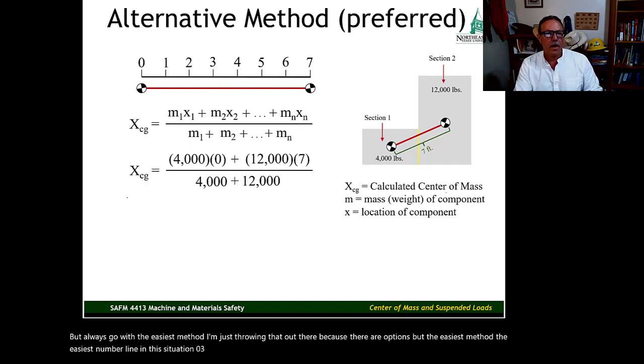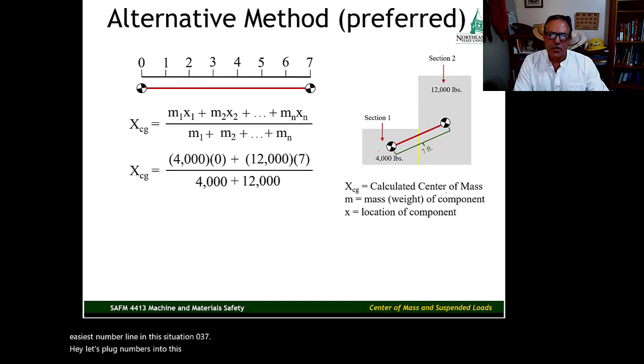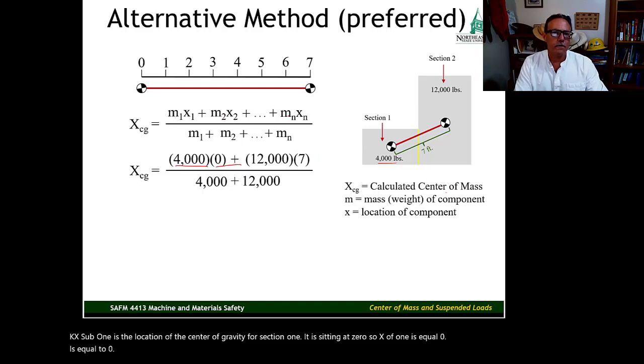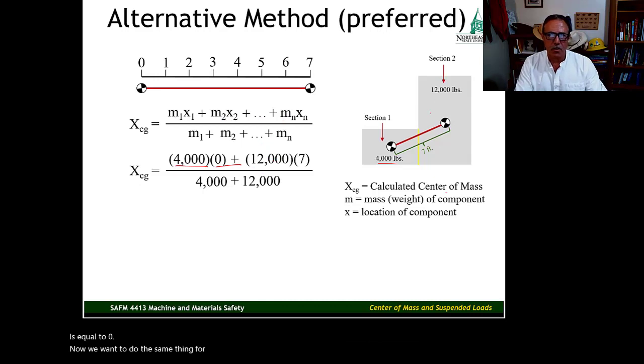So, let's plug numbers into this formula. M sub 1 is the mass for section 1, 4,000 pounds. X sub 1 is the location of the center of gravity for section 1. It is sitting at 0. So X sub 1 is equal to 0. Now we want to do the same thing for M sub 2 and X sub 2, which is the center of gravity and location for section 2. M sub 2, 12,000 pounds.